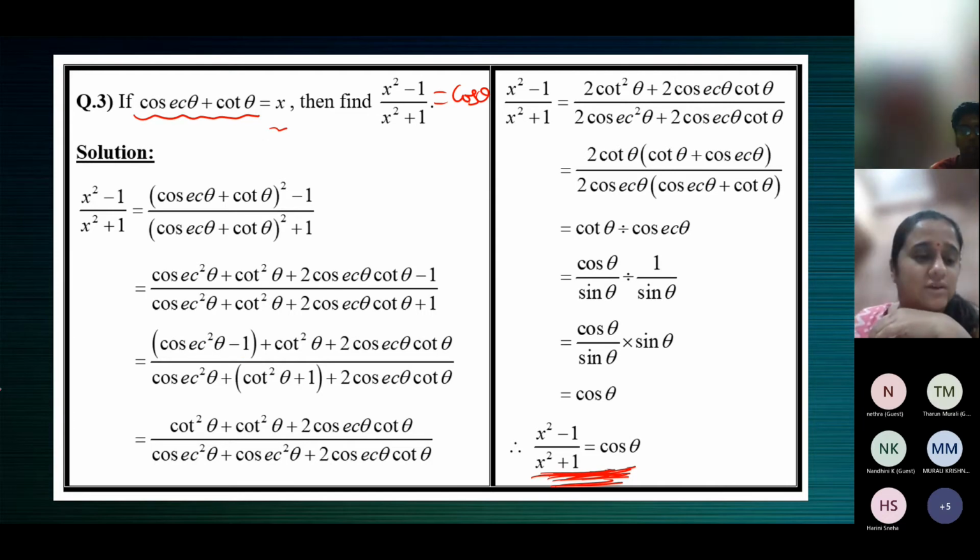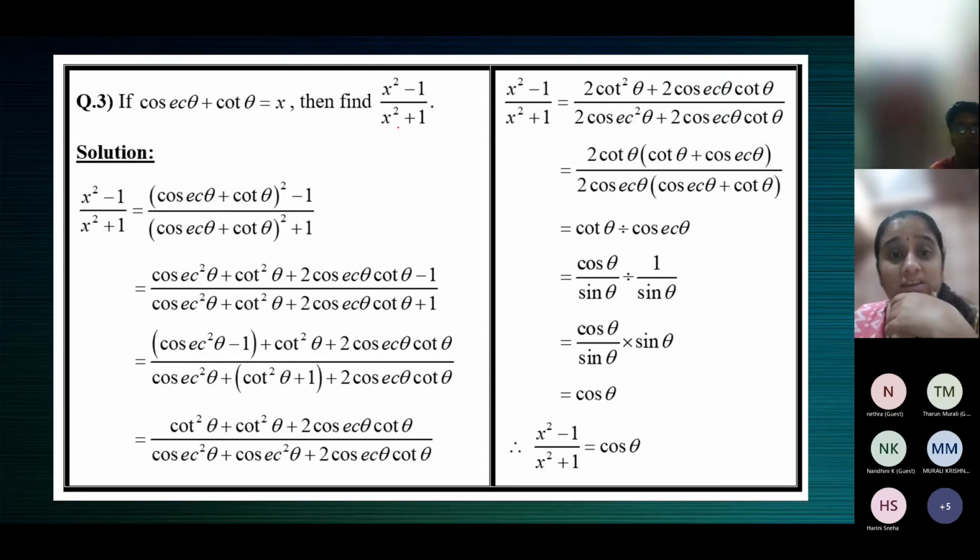So instead of the question being like this, if cosecant theta plus cot theta is equal to x, then show that x square minus 1 by x square plus 1 is equal to cos theta, it's put in this way: if this one is x, then find x square minus 1 by x square plus 1. So we need to find this one.